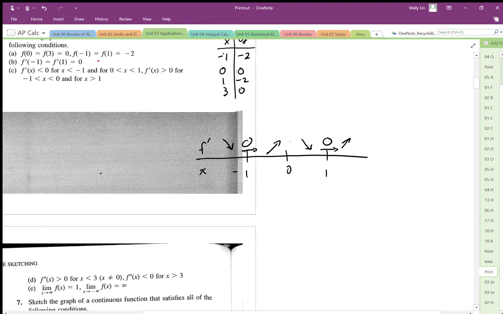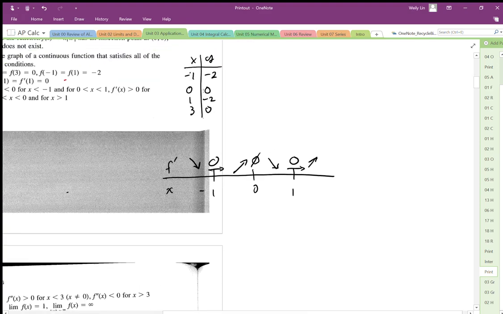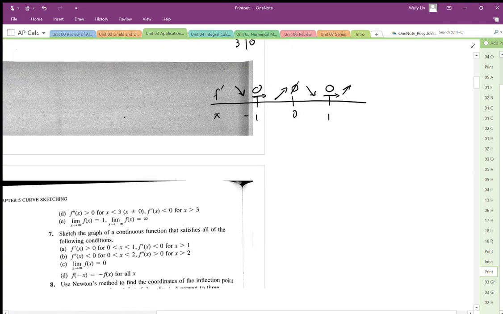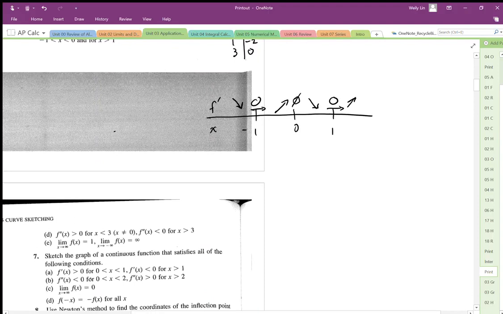We're not told how it transitions from positive to negative at 0. So we're going to assume that this is a non-differentiable point because no derivatives are given at that point. So looking at the other information, talking about the second derivative now.